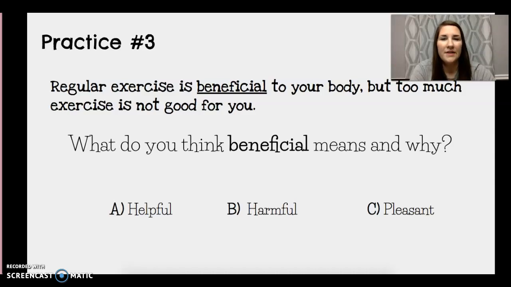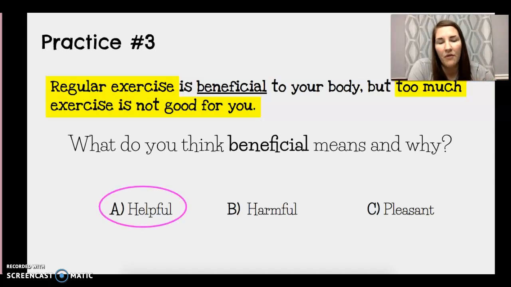So if regular exercise is beneficial to your body, but too much exercise is not good for you, I'm going to look at a couple of pieces. If too much isn't good for me, but regular exercise is, it's kind of giving me an example in this one, that regular exercise I'm going to think is good for your body. It's kind of also an antonym because too much exercise is not good for your body. So regular exercise must be pretty good for your body, or helpful. Helpful would be the one that makes the most sense.